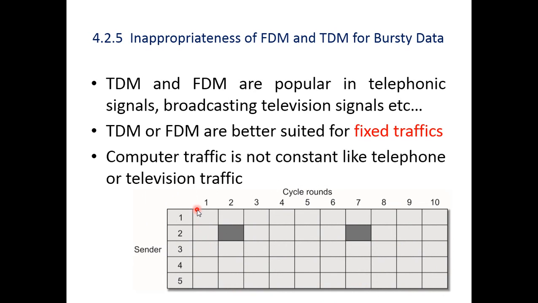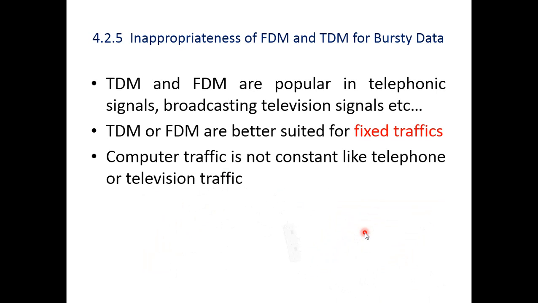But assume the situation is like this: there are 5 senders, but out of them only sender number 2 has data to transfer into the network, and the rest of the users have no data. Still their slots are allocated, so user number 2 will get the chance to transfer data into the network only at time slot number 2. After this cycle completes, sender number 2 will get the chance to transfer data again. So that is the unused bandwidth in the network when no more senders are interested in sending data into the network.